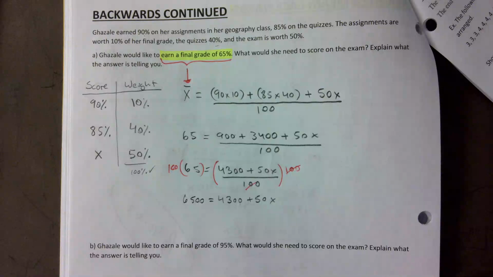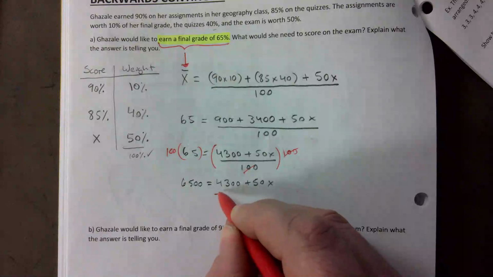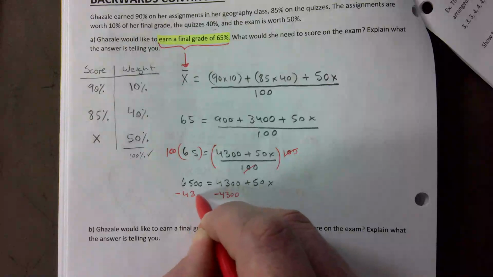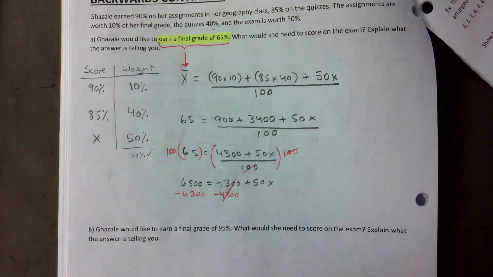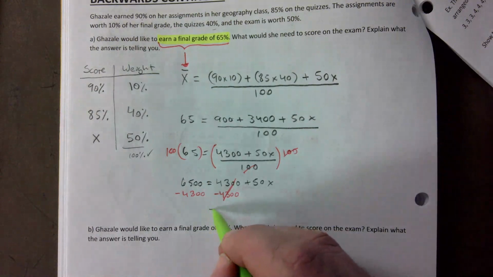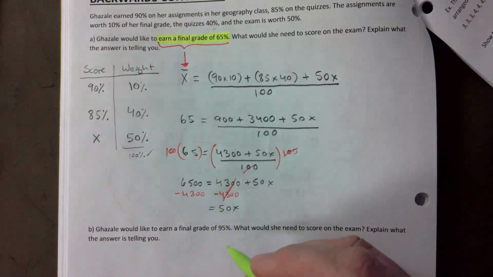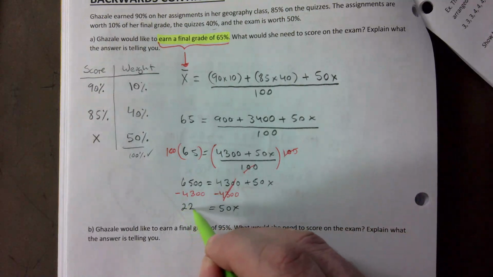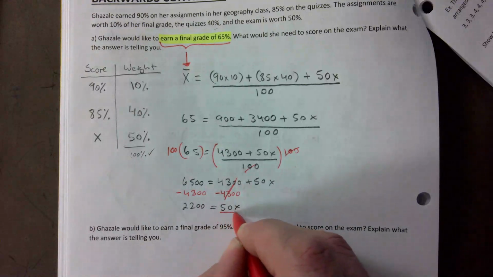And it's going to be tight here. Should have left myself a bit more room. I take away the 4,300 to cancel here. So I'm left with 50x, and on the other side, it's 2,200. Last but not least, divide by 50.